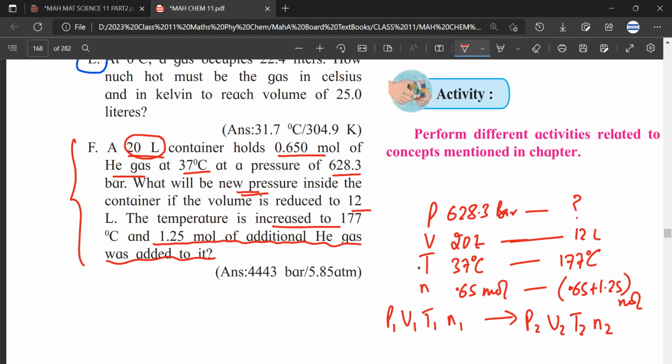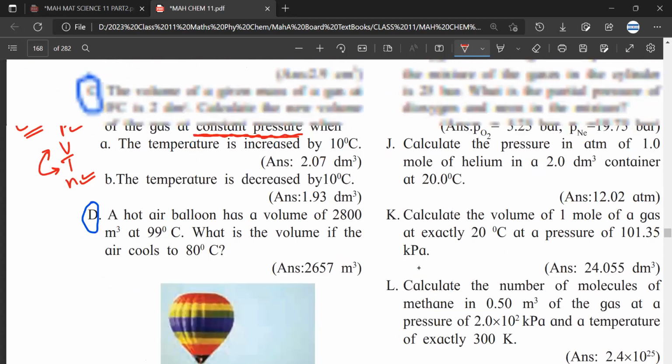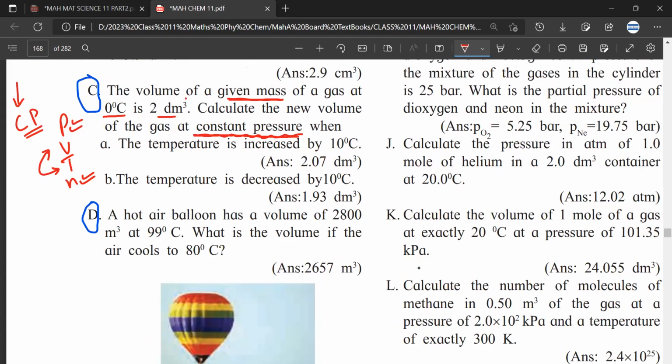So you need to be very clear when you are doing an exam, because in an exam they will give you all kinds of numericals. So you won't be aware which law is applicable. So you have to study the numerical very closely. Have you understood what I'm saying? Yeah.